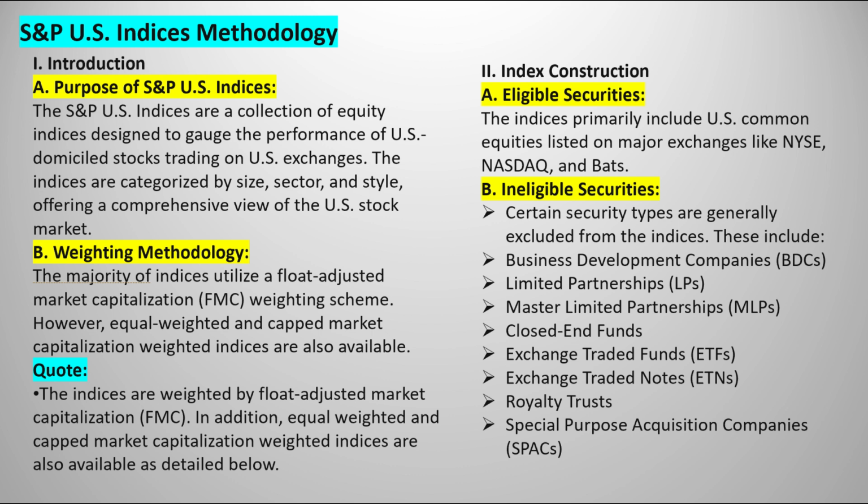But here's something that caught my eye. A company can have multiple share classes, and each one is evaluated separately. So one share class could be in an index, while another one from the same company is left out. That's kind of wild. It is.